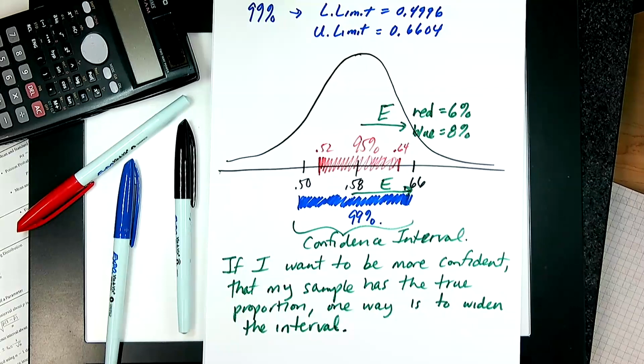Ideally, you don't want to have a wide range of numbers. You don't want to be like 50% to 66%, say, that's a really wide range of numbers. You'd like to have a little bit more accuracy, and there's a trade-off. You can narrow down that range, but you're going to be less confident that you have the actual value.